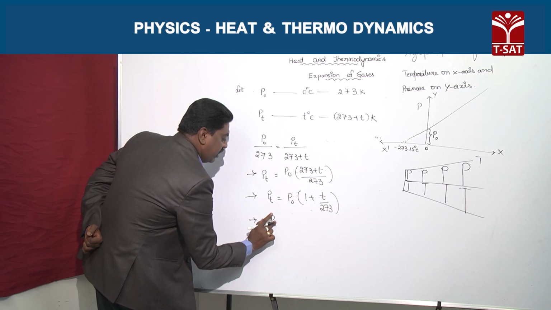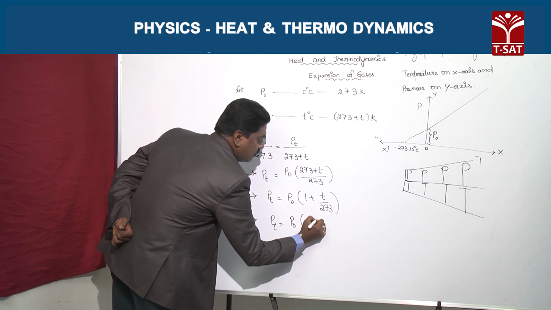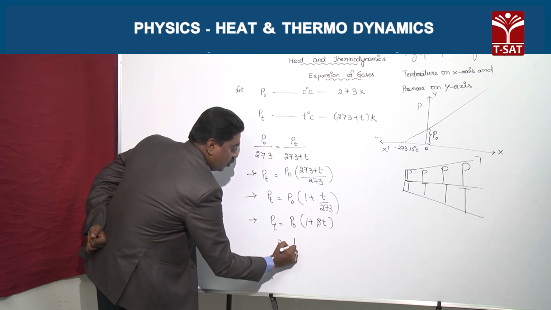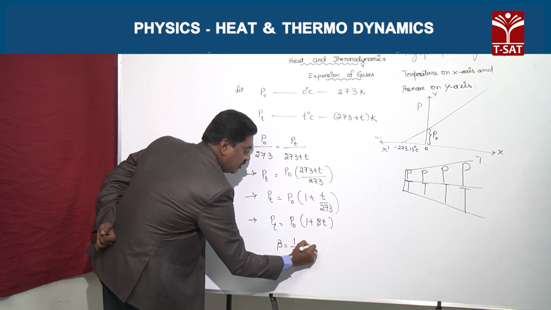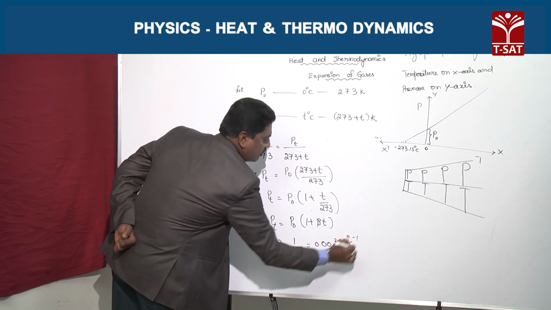Here 1 by 273 is taken as beta, so 1 plus beta T, and beta equals 1 by 273, which is equal to 0.00366 per degree Celsius.